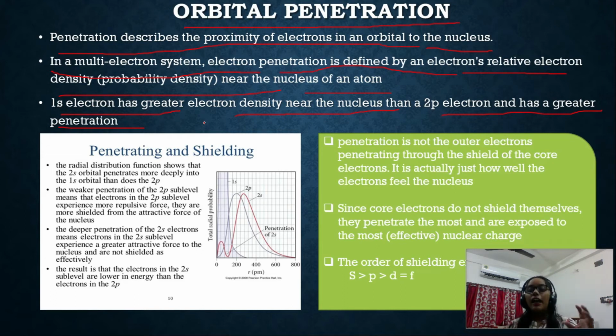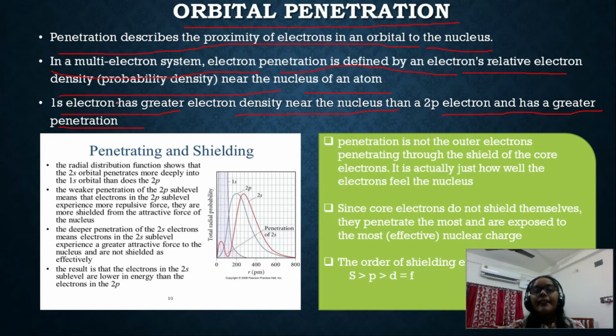Orbital penetration means, this is your nucleus, and around the nucleus the electrons are revolving, right? The electrons revolving in different orbitals, how much they are penetrating and interacting with the nucleus, what is the proximity of that electron density to the nucleus. This is actually called orbital penetration.